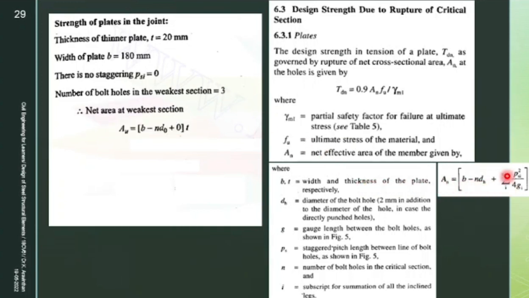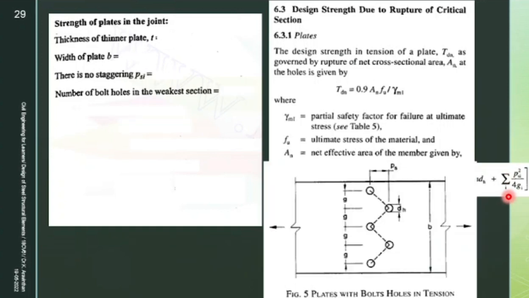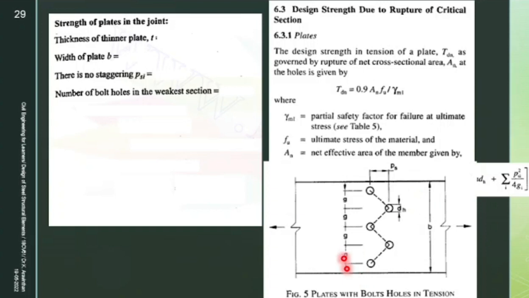If you are having staggering pitch, what do I mean by staggering? If you have bolts in a zigzag pattern, this type of alignment is known as staggering. When you have a staggering type of bolt connection, you have to use this component, summation of p squared divided by 4g. Are you having this kind of pattern in your problem?